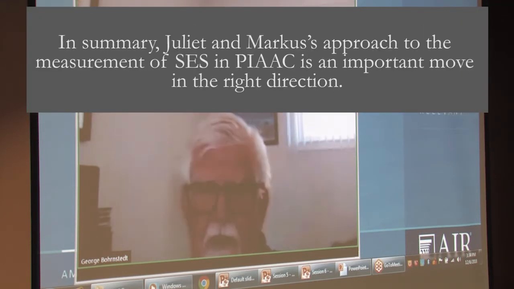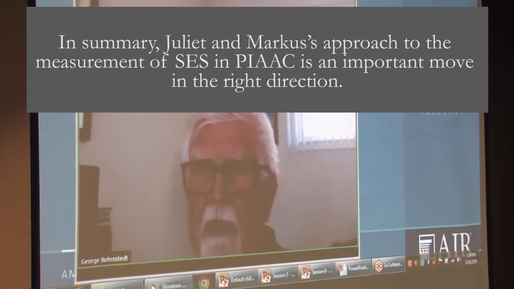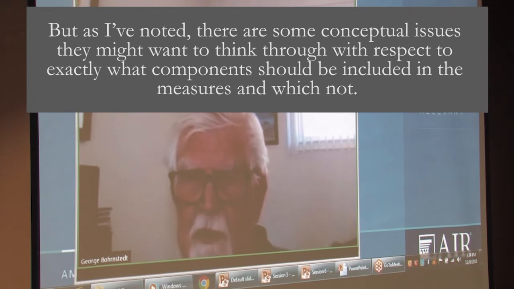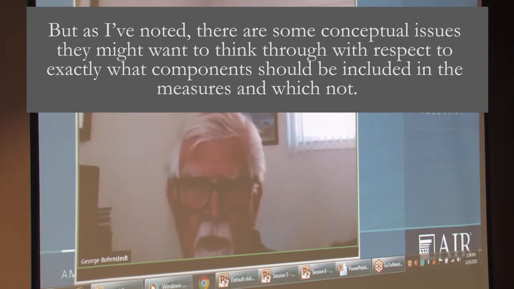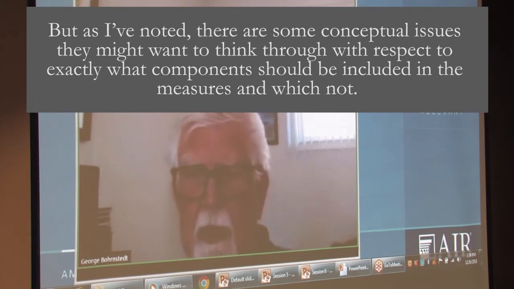In summary, Juliet and Markus' approach to the measure of SES in PIAAC is an important move in the right direction. But as I've noted, there are some conceptual issues they will want to think through with respect to exactly what components should be included in the measure and which not.